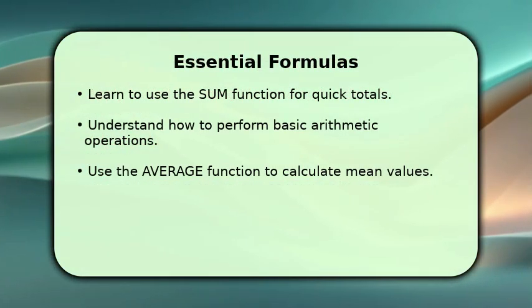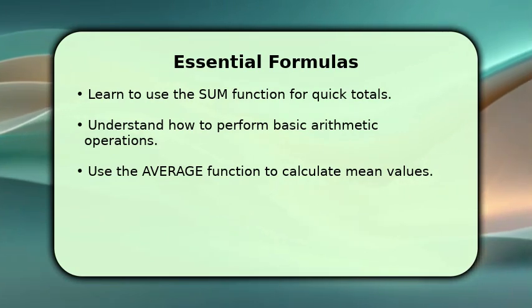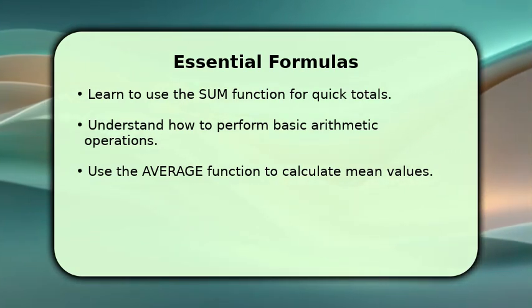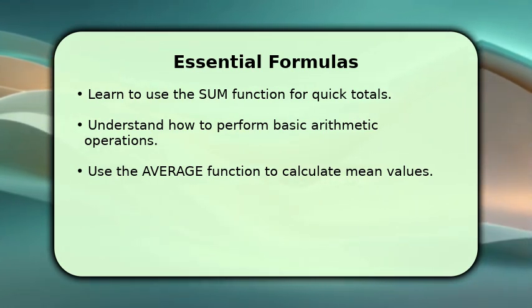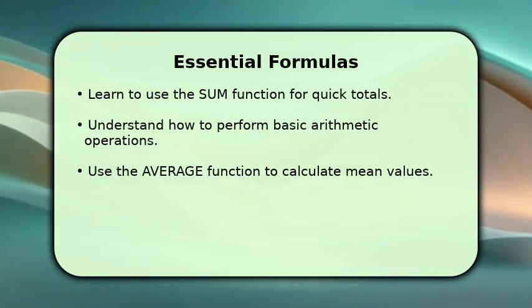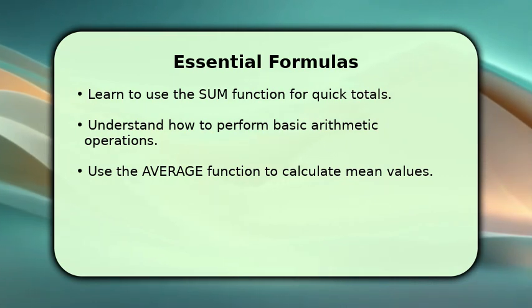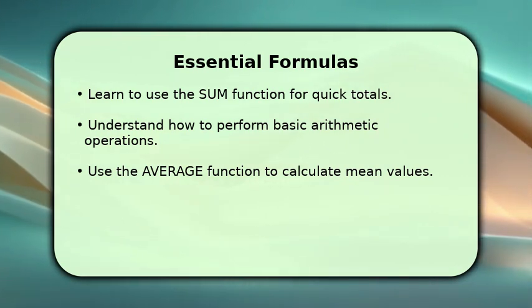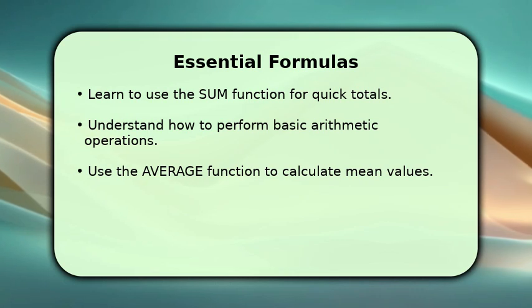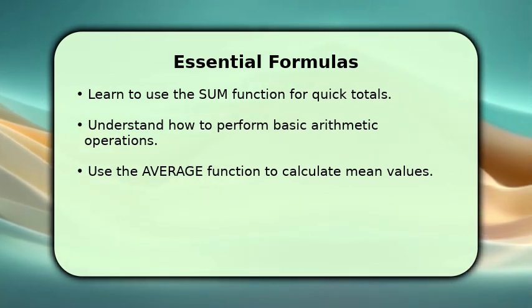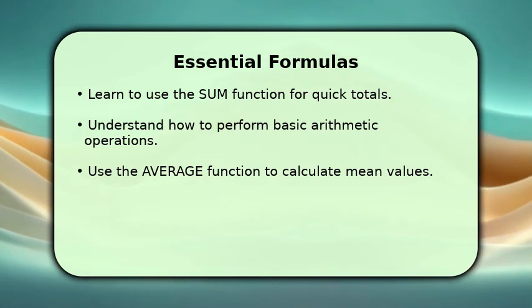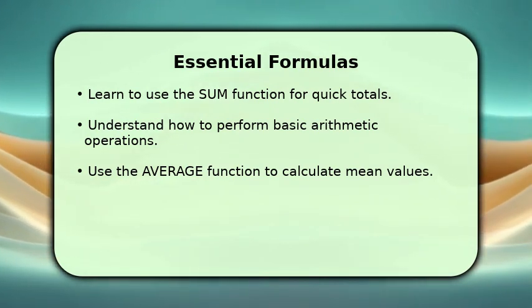Now let's make your spreadsheet work for you with some basic formulas. To sum a range of numbers, simply type equals SUM, open parenthesis, select your cells and close parenthesis. For basic math, use plus, minus, asterisk for multiplication and forward slash for division. The average function works similarly to SUM, giving you the mean of selected values.